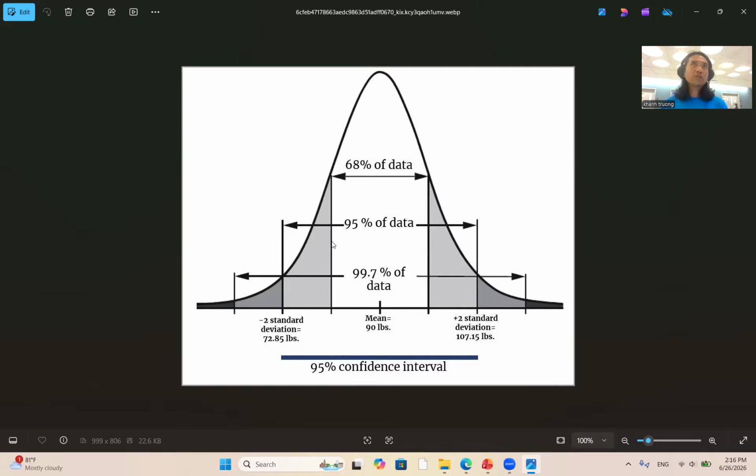95% of the population is within two standard deviations, which means that 95% of the population will typically have a weight between 90 plus or minus two standard deviations. Let's say the standard deviation is 10. Two standard deviations is 20, right? And the average weight is 90, so that's going to be 70 to 110. That's all it means.